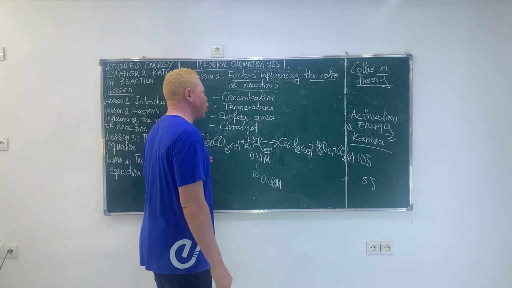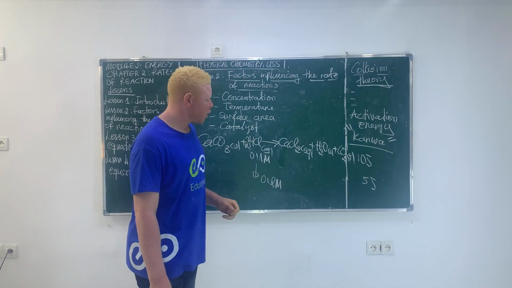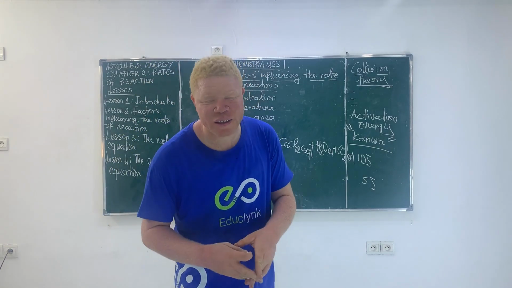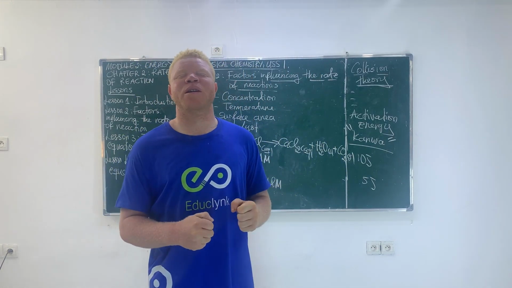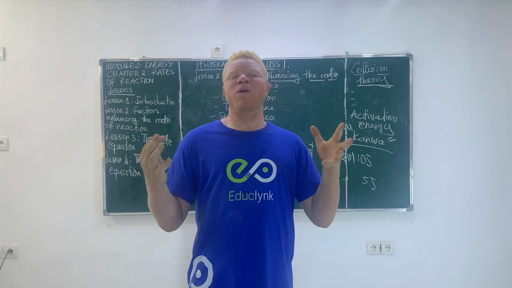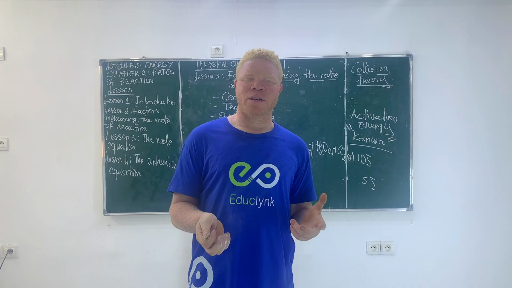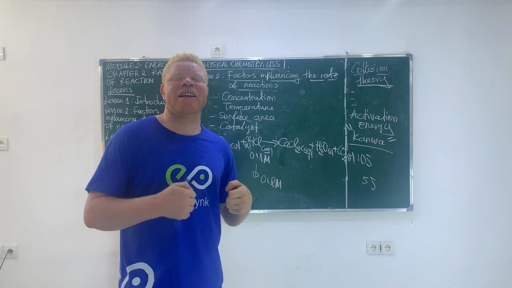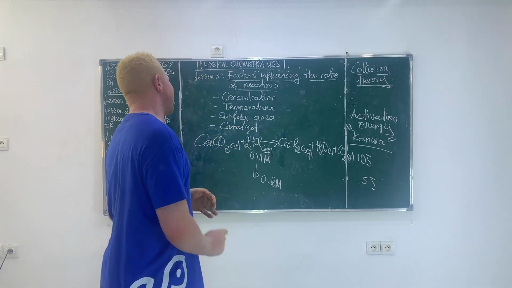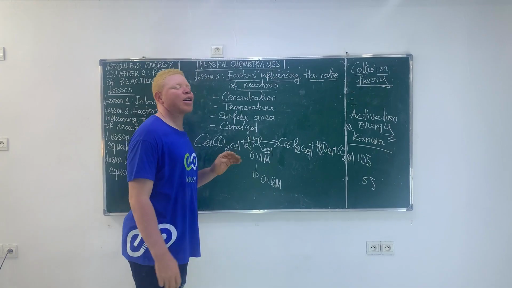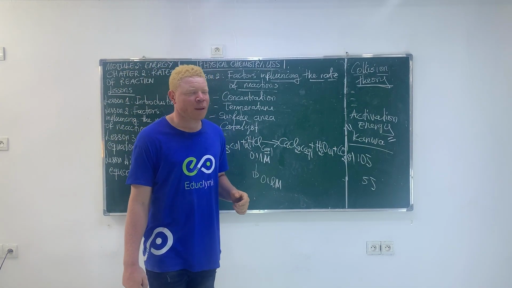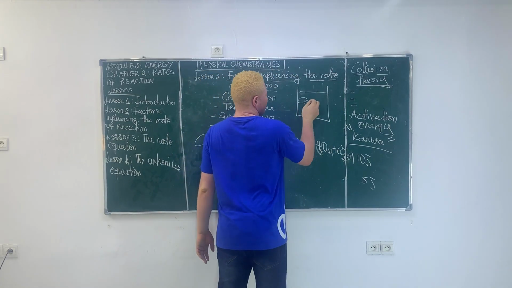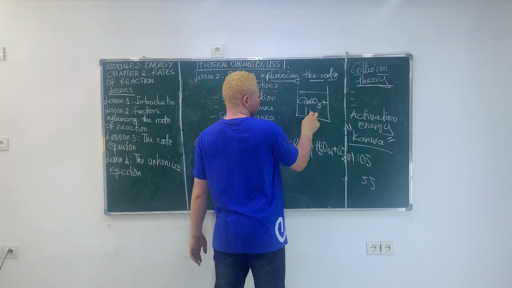Secondly, the surface area of calcium carbonate. You are using calcium carbonate in a solid form. You can also increase the rate by grinding the calcium carbonate, whether in powder form or marble chips. If you are using marble chips or stones of calcium carbonate, you can grind the calcium carbonate. By grinding, you increase the surface area and also increase the rate of reaction.